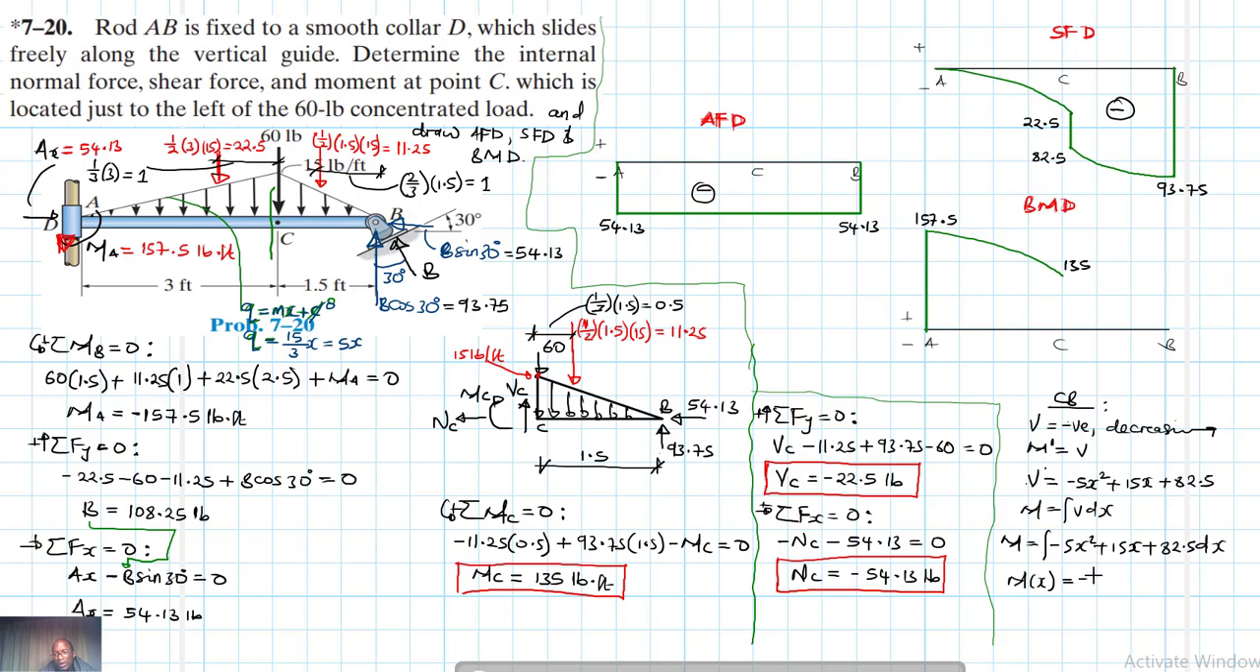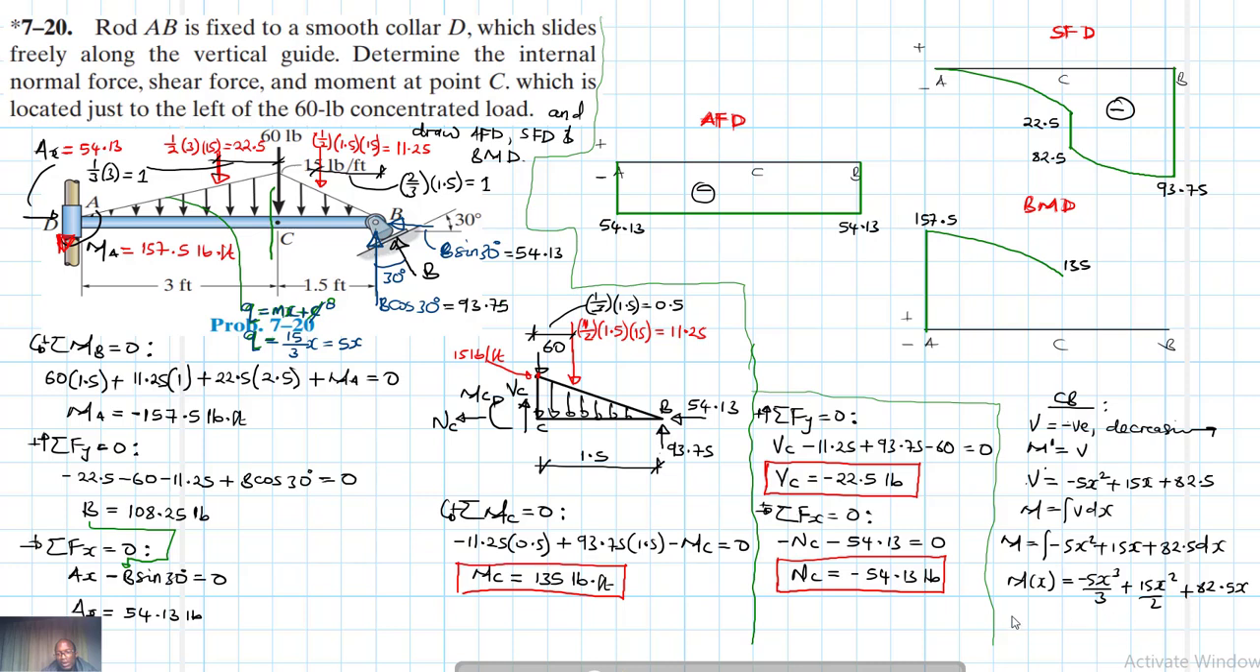So this becomes a minus 5x cubed divided by 3 plus 15x squared divided by 2 plus 82.5x. When you are doing this, there is no need of putting that constant, right? Remember, when we are dealing with the indefinite integral, we normally say plus c. We don't do this when we are working out this, because we are just developing functions from one level to the other, right? So this is the function that defines our moment from region C to B.